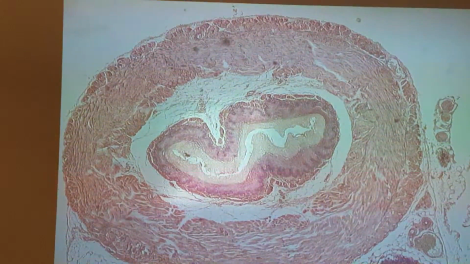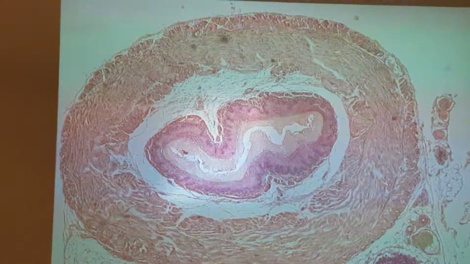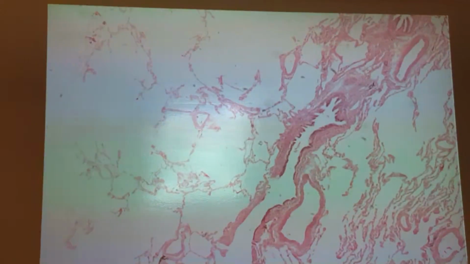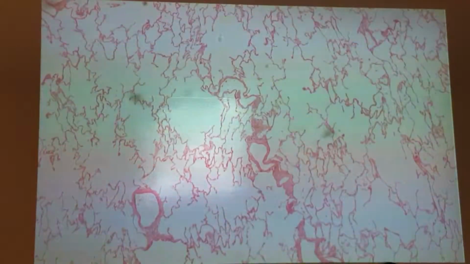All right, so let's look at the edge first. There we go. Okay, so this would be our visceral pleura. So the outer edge of this is all the lung. So visceral pleura.